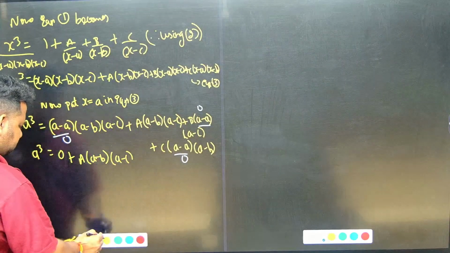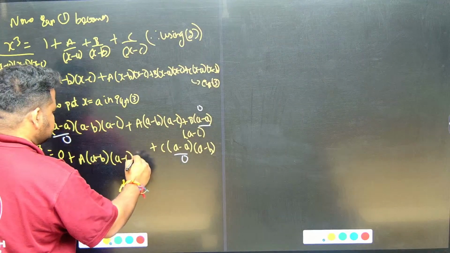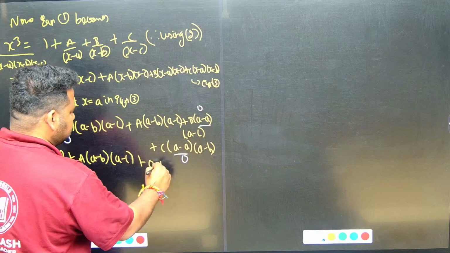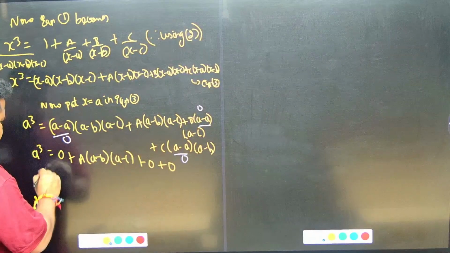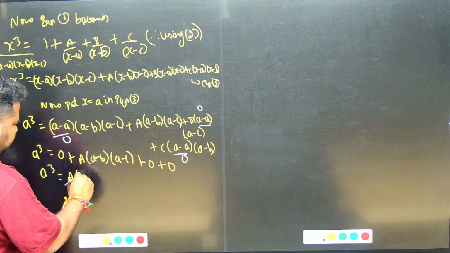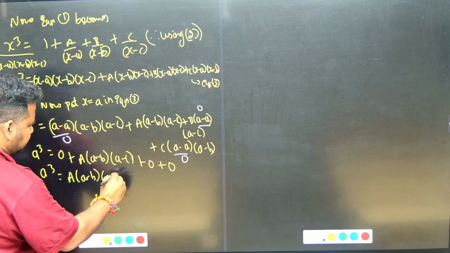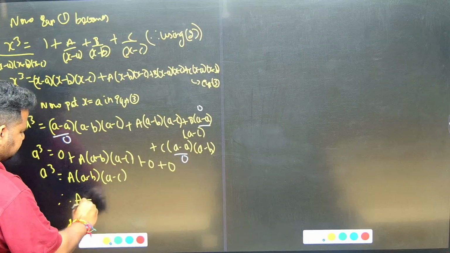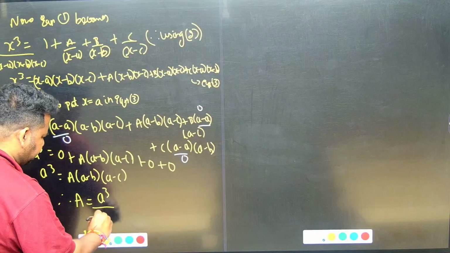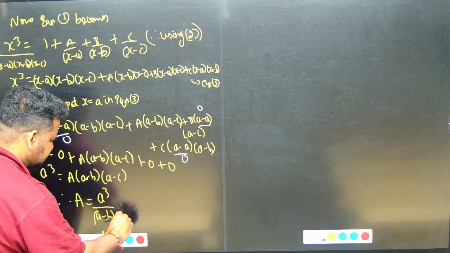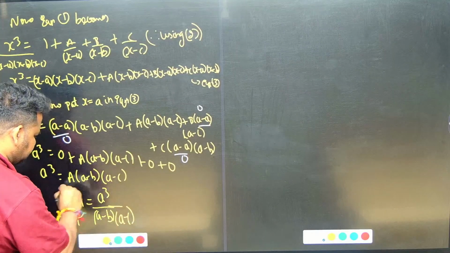So we have a cube is equal to A into a minus b into a minus c. Therefore A is equal to a cube by a minus b into a minus c. We got the value of A.